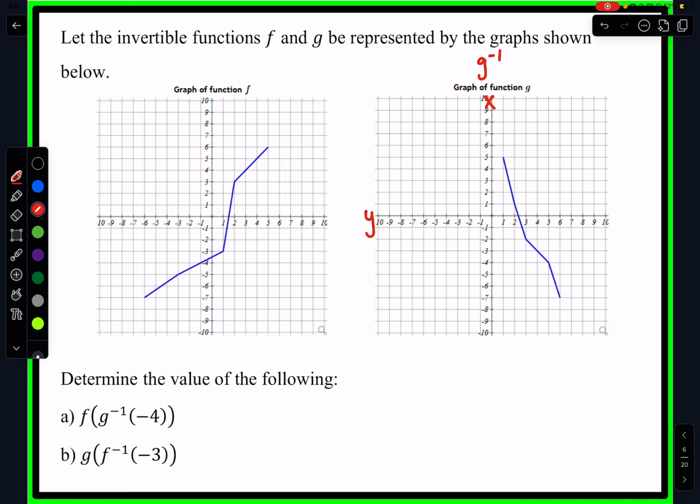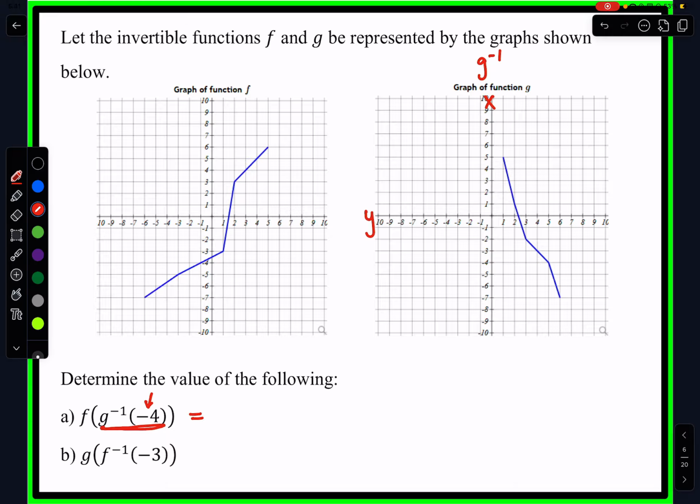So to do this part right here, at -4, we're going to look, again, this is the input of -4. So we're going to look at -4 along this line right here and determine what the output value would be by looking at the corresponding position right there, which is going to be the number 5. So this part right here equals 5.